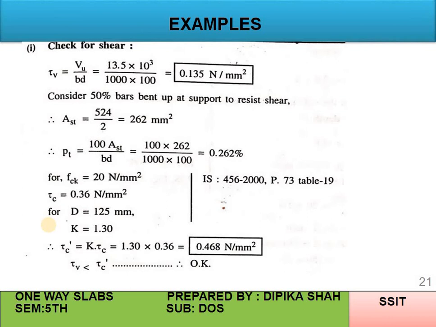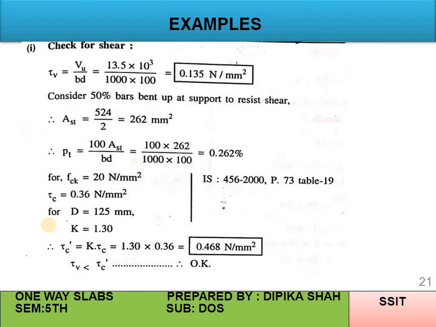Here we will consider 50% bars bent up at a support to resist shear. So we will take area of the steel as 50% of the steel provided. So here our Ast will be 524 by 2, that means 262 mm square. Find out the percentage of the steel. For calculating pt, we have the equation 100 Ast upon bd. Ast is 262, b is 1000 and d is 100. So our pt is 0.262 percent. fck is 20 Newton per mm square, given. So our tau c would be 0.36 Newton per mm square.